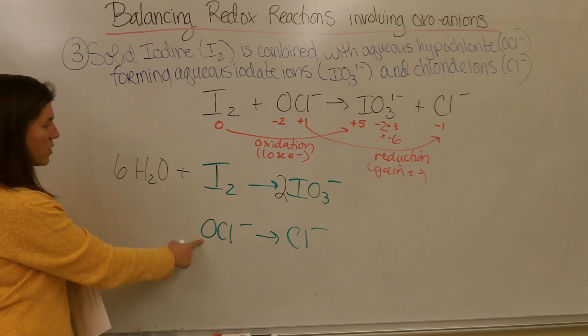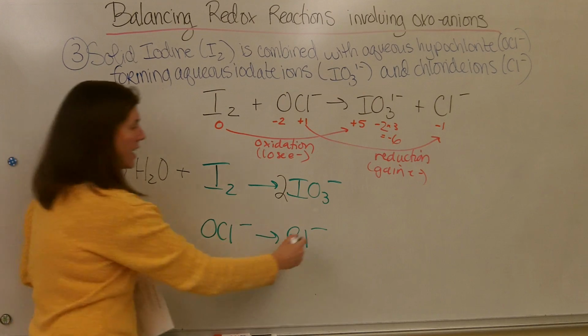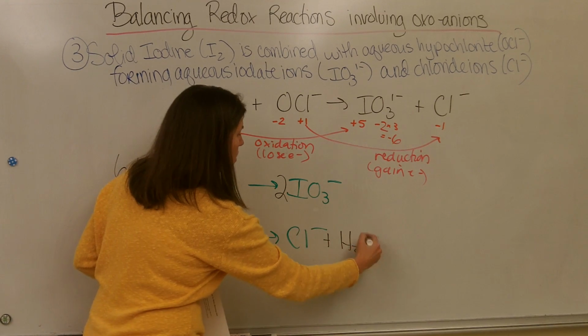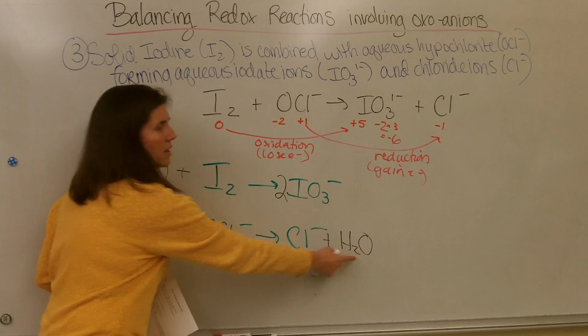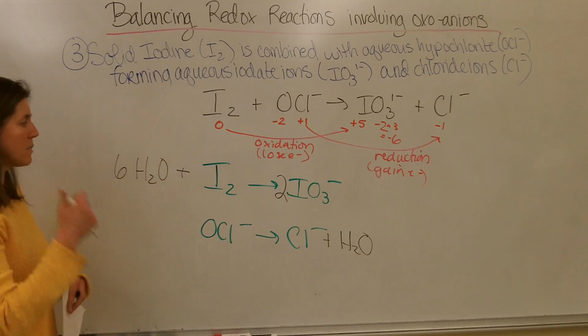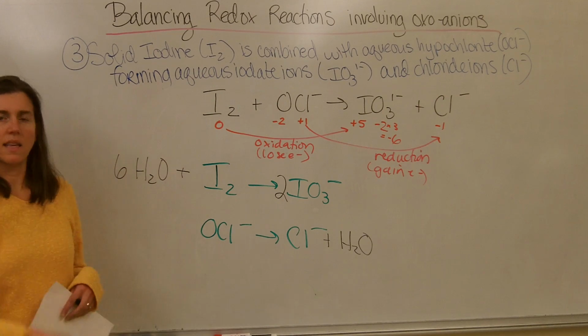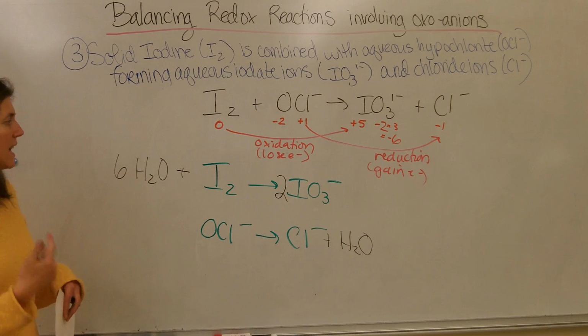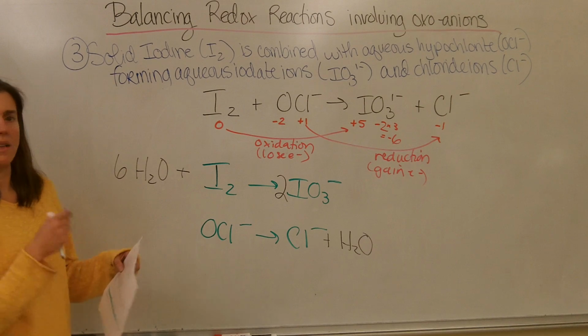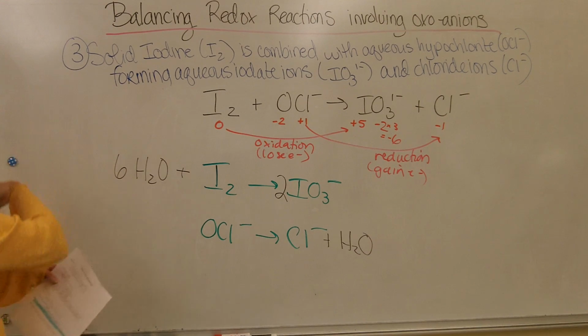Down here, I've got 1 oxygen over here, none on this side, so I'm going to add 1 water over here. Now I've got an oxygen on each side. Okay, so I've balanced my unique elements, I've balanced my iodines and chlorines, then I've balanced my oxygens. Next step, as I go down the list, balance my hydrogens by adding H+ ions.